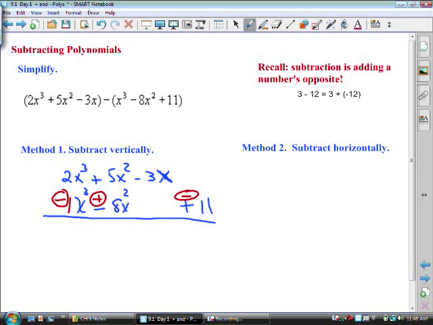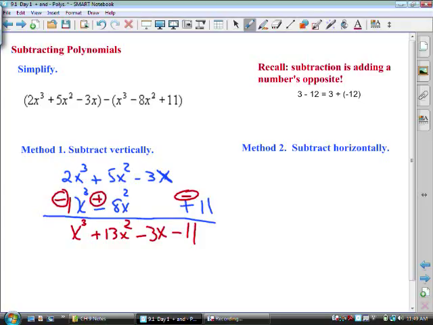All right. So now I can add the opposite. 2x to the 3rd plus a negative 1x to the 3rd is a 1x to the 3rd, which is just x to the 3rd. 5x squared plus 8x squared is plus 13x squared. Bring this down because there's nothing to combine it with. Minus 3x, and then plus a negative 11 is minus 11. So there's your answer, and I think it's kind of easy to do. You can do it either way.